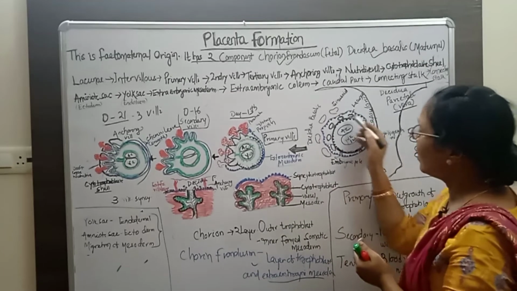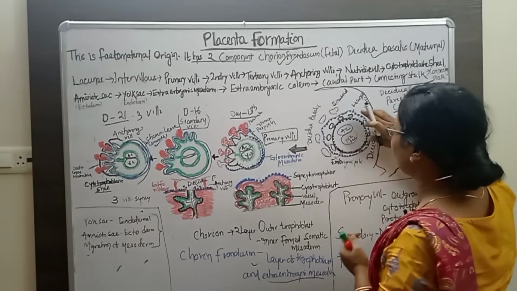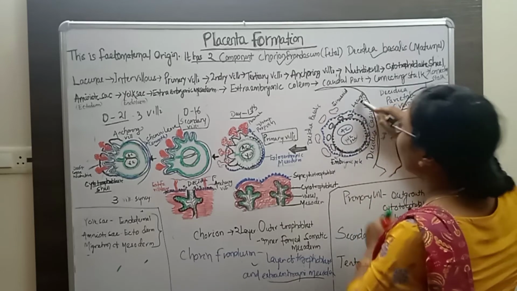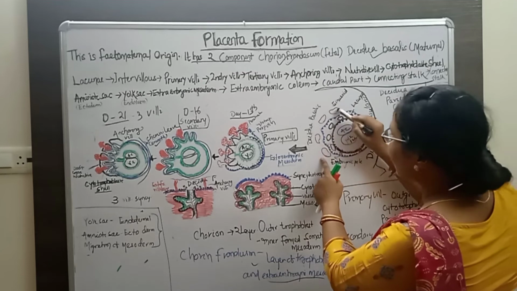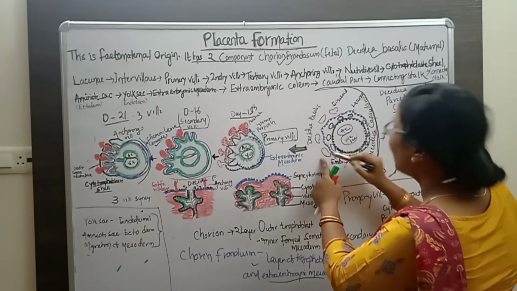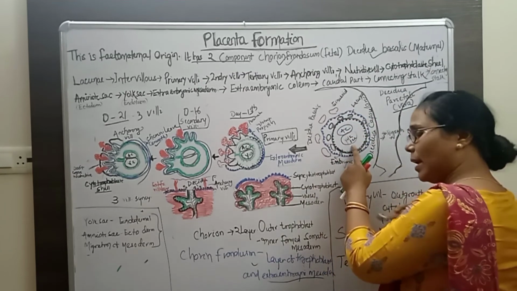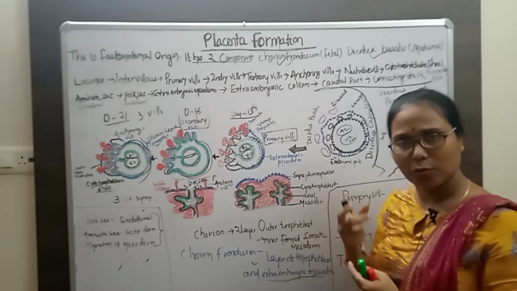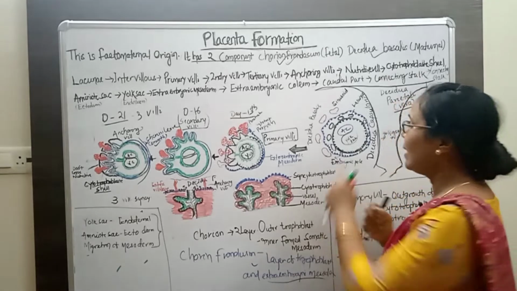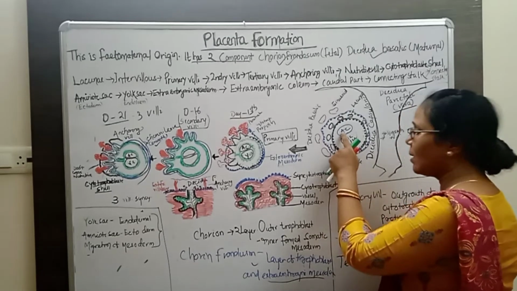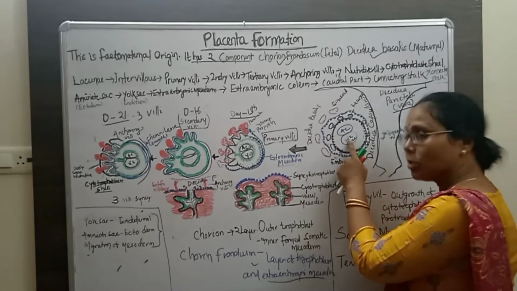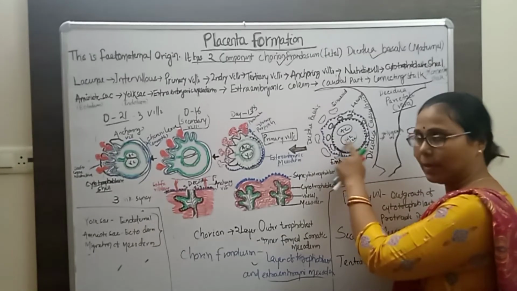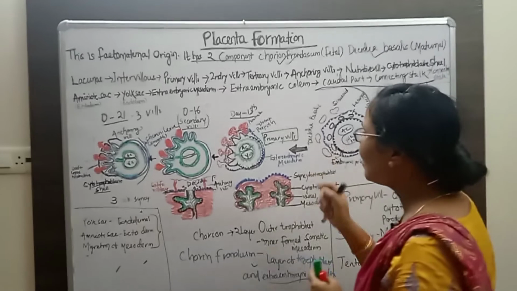Here the vacuoles or cavities that are formed are called lacunae, and in the endometrial layer we see some sinusoids. Inside, what happens to the embryoblast? The embryoblast divides into two cavities. One is the amniotic cavity, also called epiblast, and the other is the yolk sac, called hypoblast.